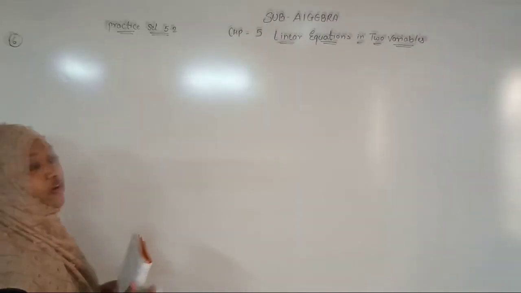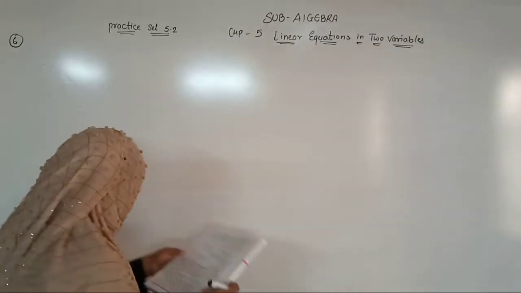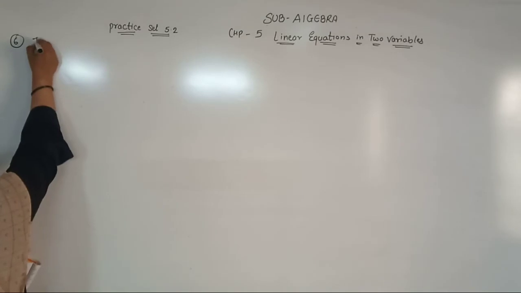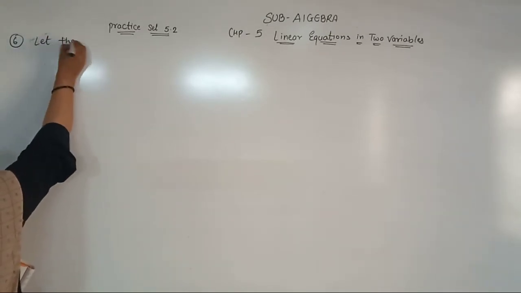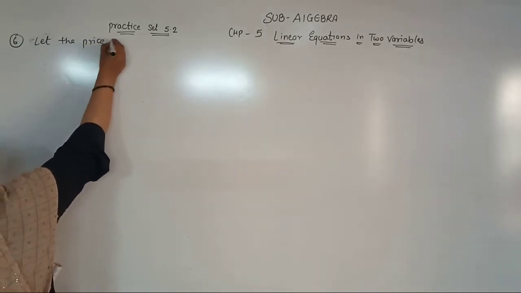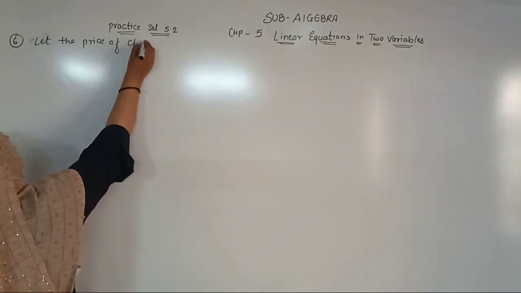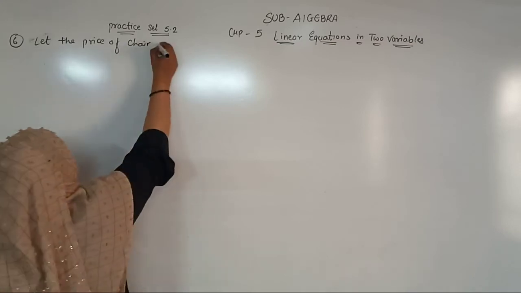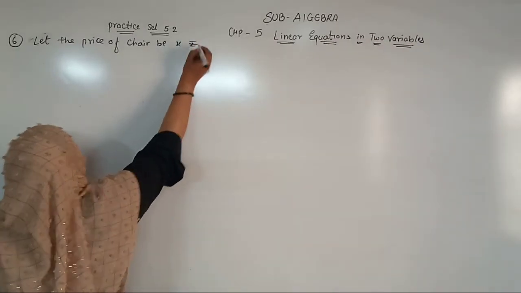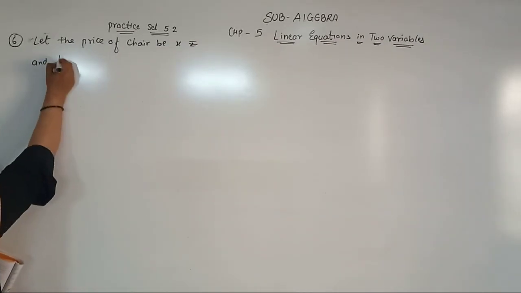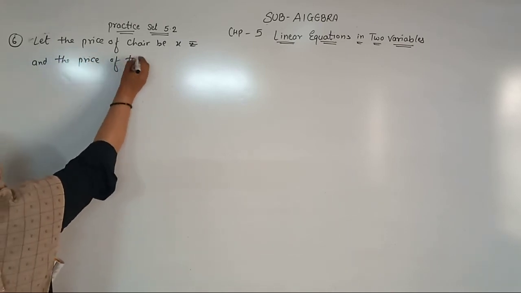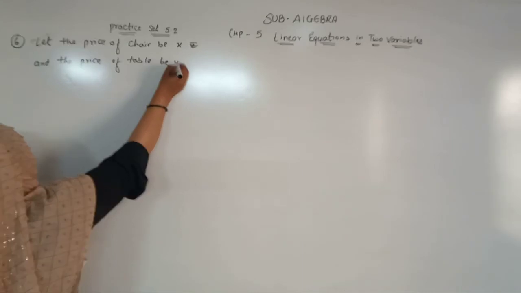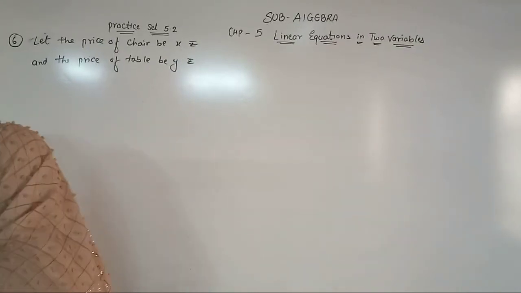Now we have two different objects, that is chair and table. So we are going to take, let the price of one chair be x rupees, and the price of only one table, you can write, be y rupees.